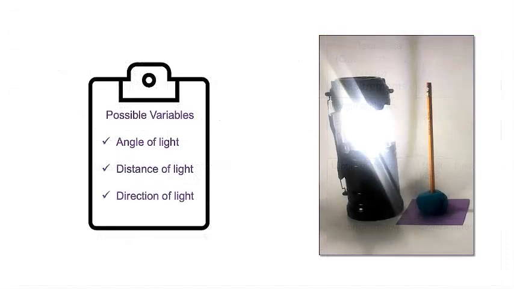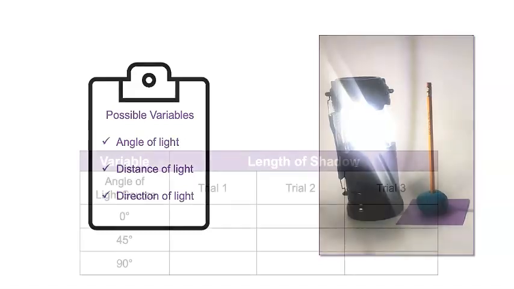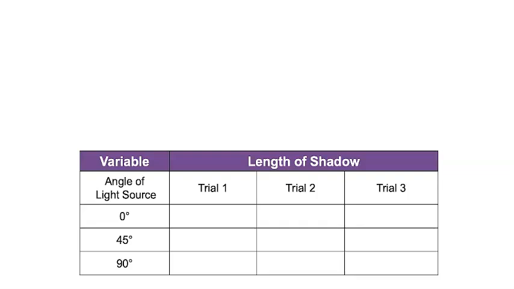Before we begin the investigation, let's make a prediction about how each variable will affect the shadow length. Which variable do you think will affect shadow length the most? Do you think it will be the angle, distance, or direction of light? Point to the variable you think will affect shadow length the most. I am so excited to see what happens.